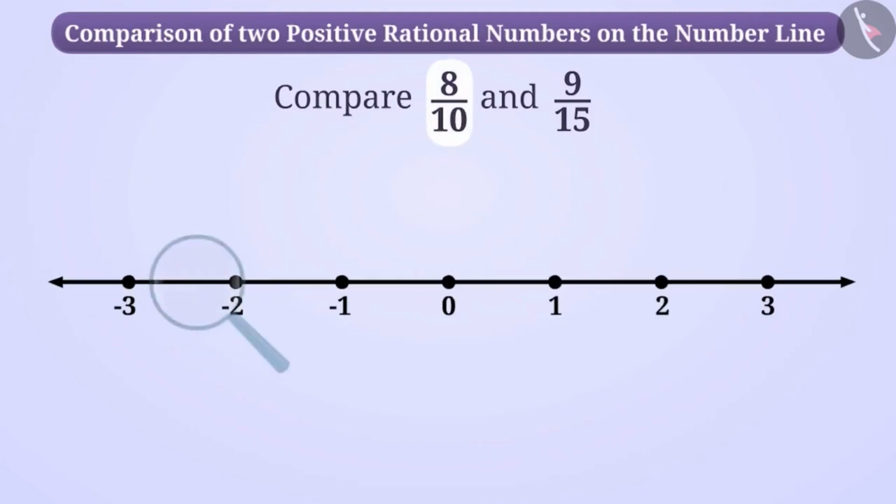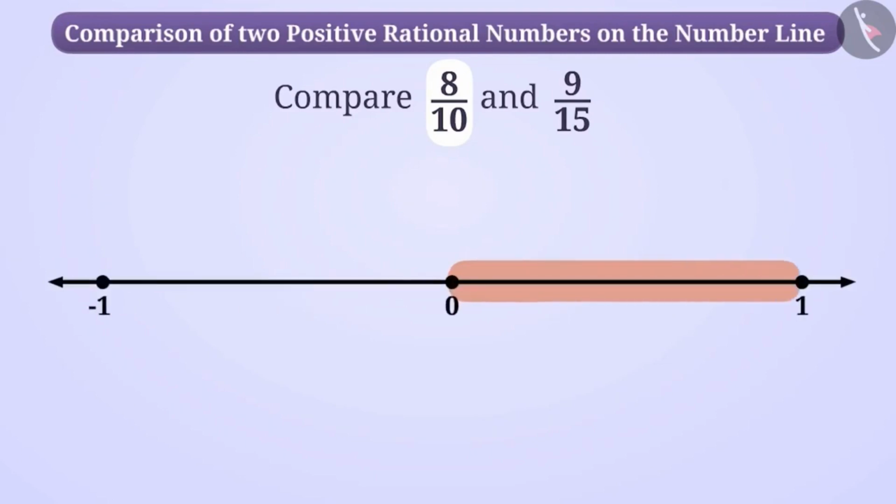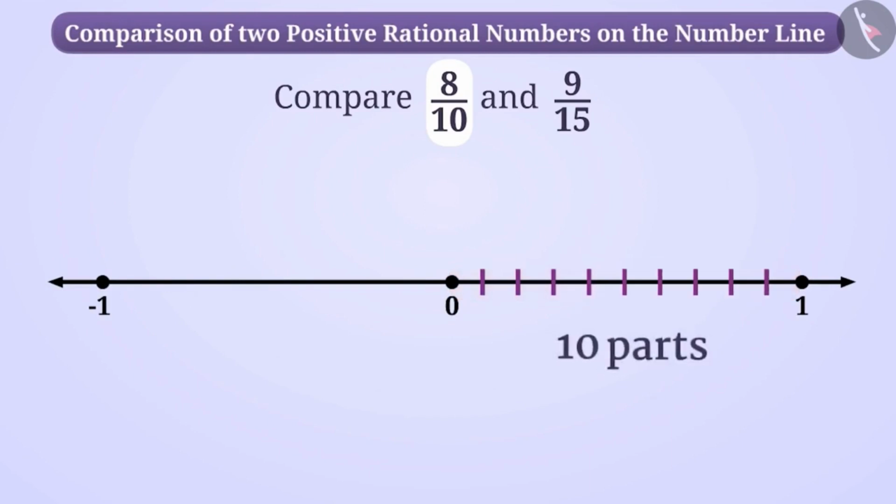Can you tell the two numbers between which 8/10 would lie on a number line? Think for a while. You are right. In 8/10, since the numerator 8 is smaller than the denominator 10, therefore 8/10 will lie in between 0 and 1 on the number line. To find the exact position of 8/10, we will divide the distance between 0 and 1 into 10 equal parts, and by taking out 8 parts, we mark 8/10.